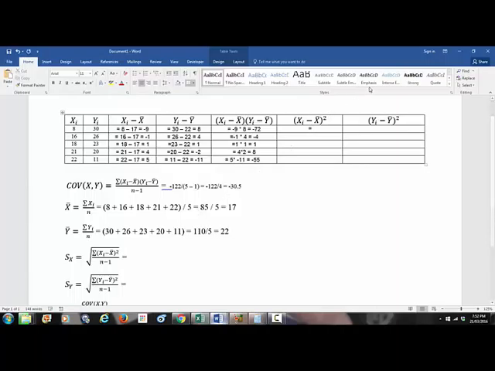So x_i minus x bar, squared: we're going to take each value within this column and square it. So this is negative 9 squared, which is equal to 81.